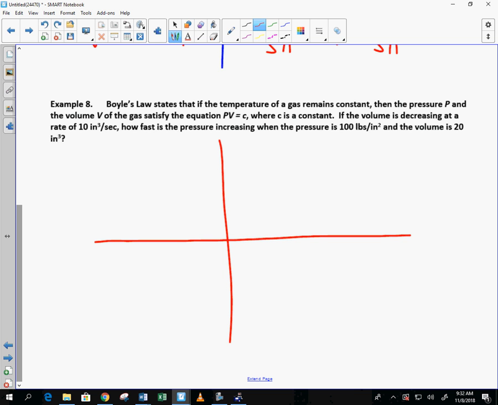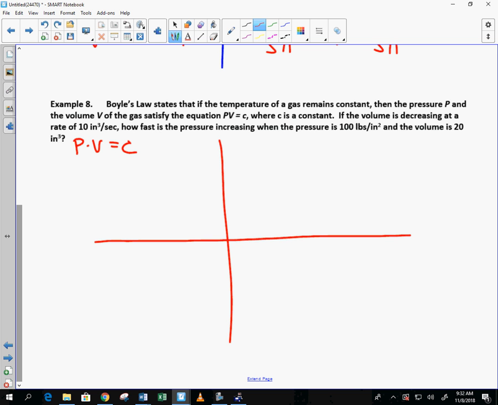Sometimes modeling the problem looks a little bit different than drawing a picture. We know this: pressure times volume equals a constant. Again, the best piece of advice somebody ever gave me in math class was, when you don't know how to do the problem, just do the problem. What's the current pressure?